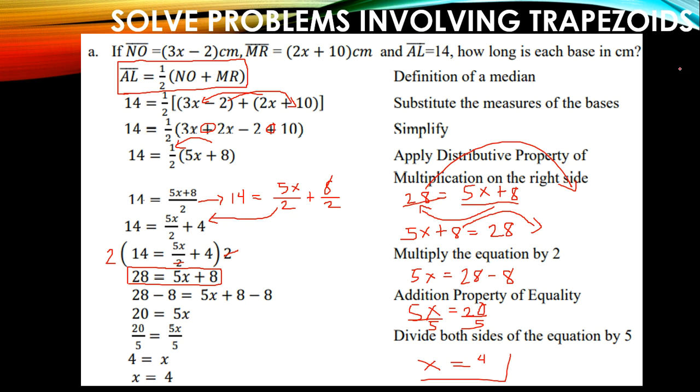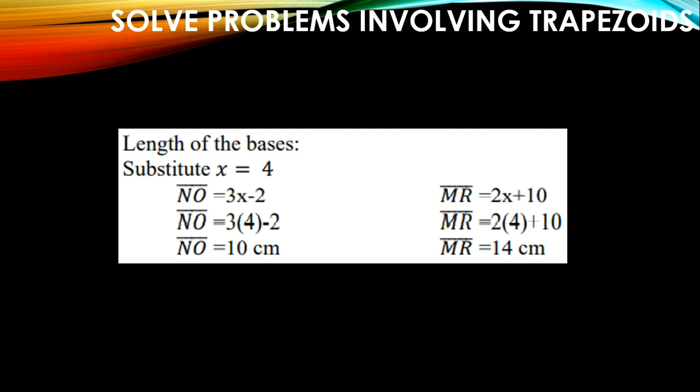Okay? But the problem that we are going to solve is how long is each base in centimeters. So we're going to solve for the upper base and the lower base. After that, substitute x equals 4 to each of the algebraic expressions, kanang NO which is 3x minus 2 o kanang MR which is 2x plus 10. Then, since they are expressed in algebraic expressions, we are going to substitute the value of x, which is 4.